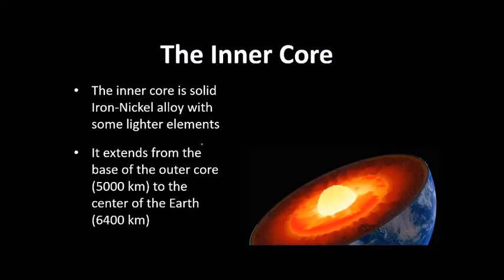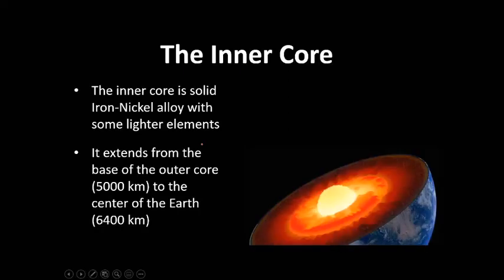So I'm just going to end here with the inner core, which I don't have too much to say about. The inner core is solid. We know that through analysis of seismic waves. It has some lighter elements in it. It extends from the base of the outer core, 5,000 kilometers, down to the center of the Earth, 6,400 kilometers. And it's made of that iron-nickel alloy. So that's all you have to know.